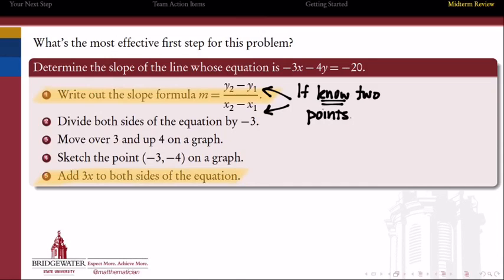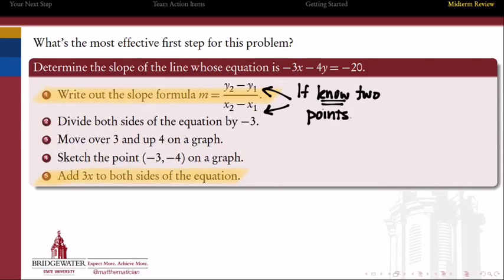So somebody that chose option 5, why did you choose 5? What is adding 3x to both sides of this equation going to ultimately try to do for us? Yes, right. So there are 2 ways that we can get the slope from a linear equation. If we know 2 points, we can use the slope formula. But if we don't, we can extract it from the slope-intercept form of the equation, y equals mx plus b.